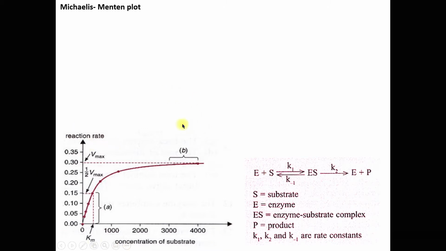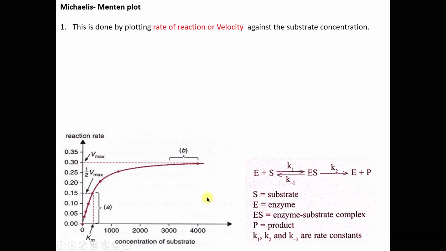Apparently, this is the Michaelis Menten plot, which is a graph plotted of reaction rate against concentration of substrate. So the Michaelis Menten plot is done by plotting rate of reaction or velocity against the substrate concentration. Okay, the graph is a rectangular hyperbola. Okay, apakah rectangular hyperbola?